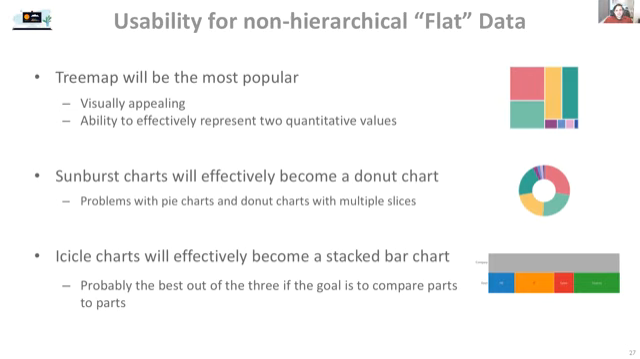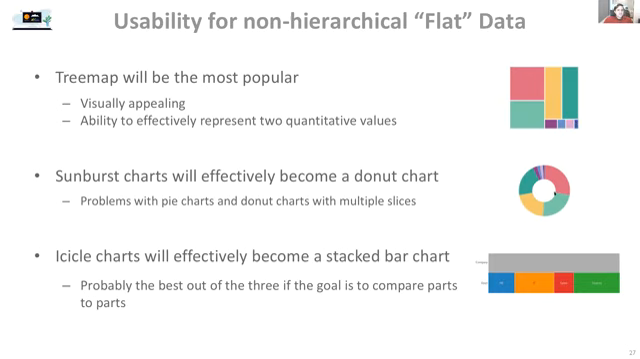Now, let's say our data is flat, having no hierarchy, but we still want to use tree maps, sunburst charts, or icicle charts to visualize this data. Let's say we just have one column of quantitative values. Among these three, tree maps will be the most popular choice, especially if we have quite a few categories. Tree maps are visually appealing, and in case we later want to add a second quantitative variable, tree maps can easily accommodate that by adding color as their second data channel to represent quantitative values.